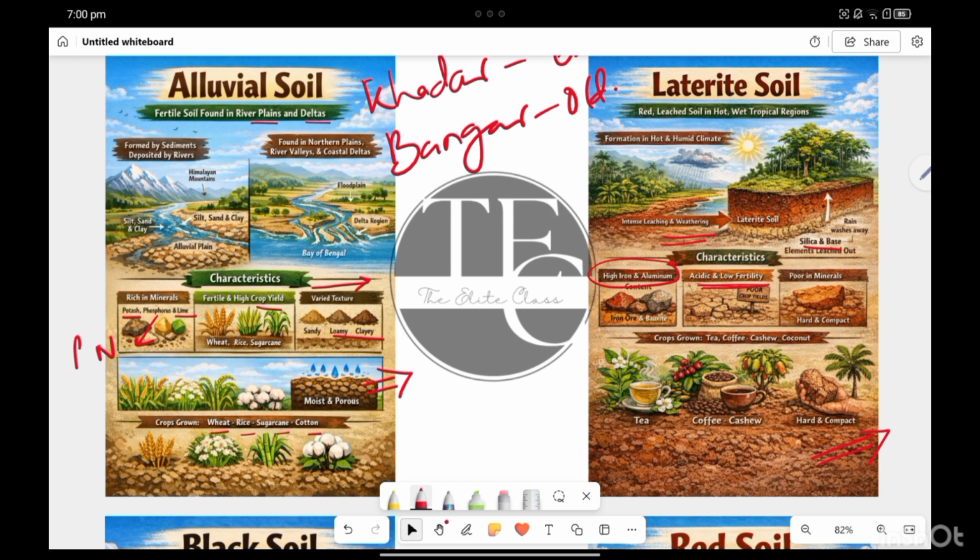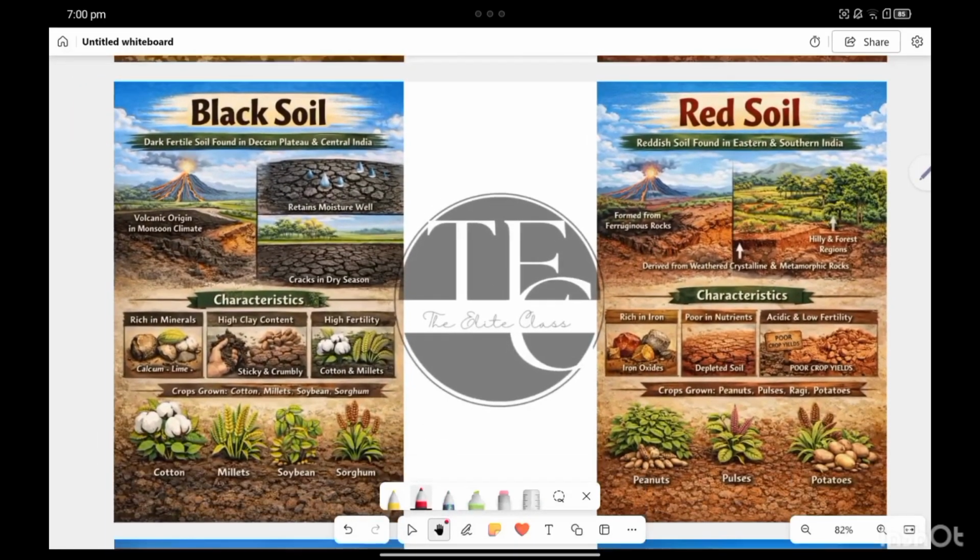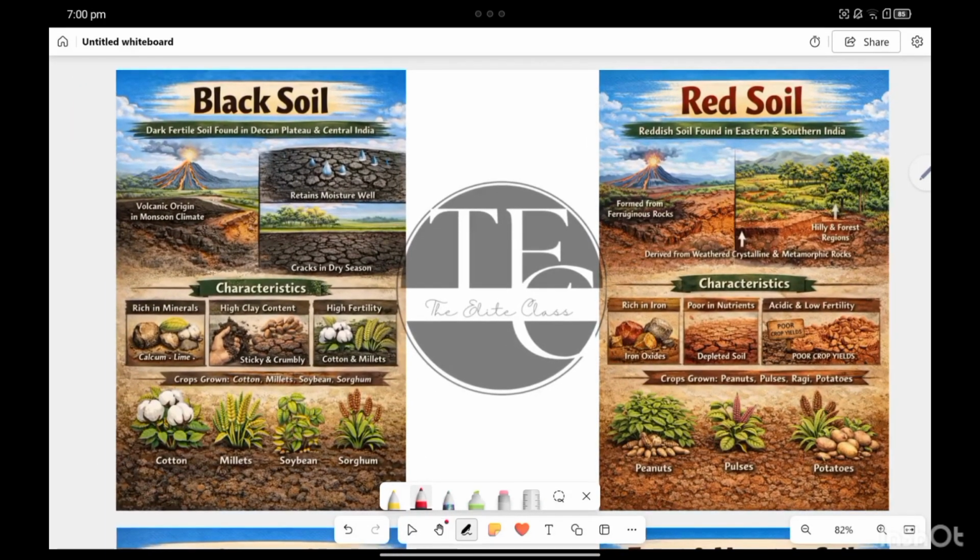Moving forward, black soil. Black soil is also known as the regur soils. These types of soils are formed from the volcanic lava, and they are highly moisture retentive. They retain the moisture well, and they crack in the dry season.